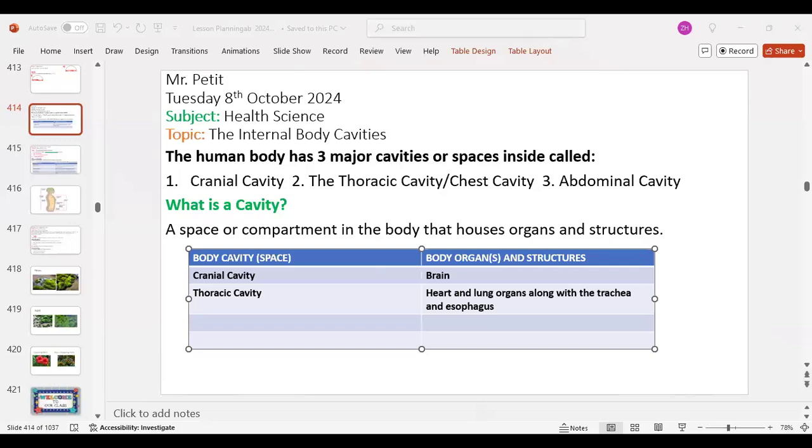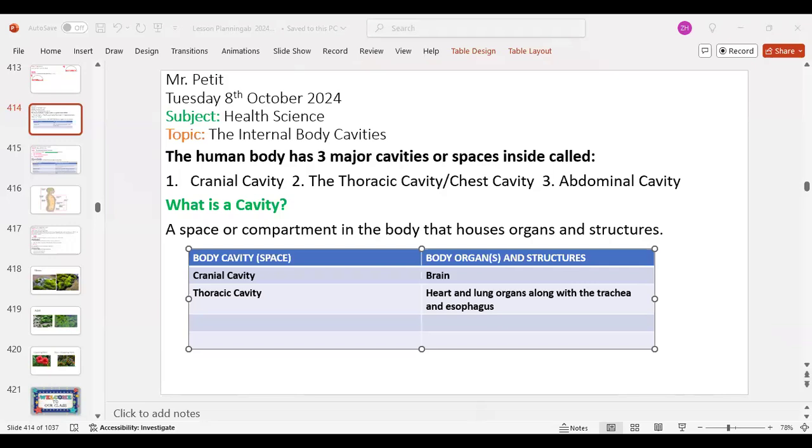Now, after the thoracic cavity, which contains the lungs, the heart, the esophagus, we also have the abdominal cavity, which contains a lot of vital organs. What are some organs that we have in the abdominal cavity?